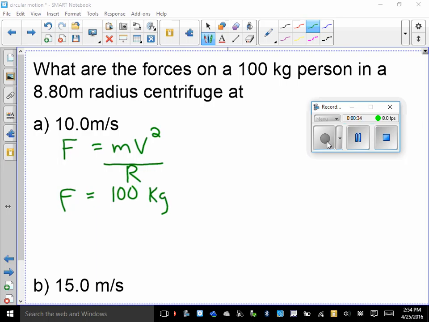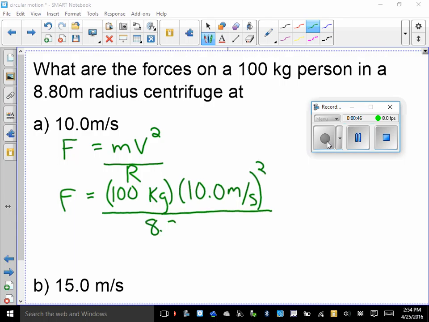The mass of the person is 100 kilograms, and the velocity is 10.0 meters per second. We're going to square that over the radius, 8.80 meters. A kilogram meter per second squared is the same as a Newton, so this is just going to be in newtons.